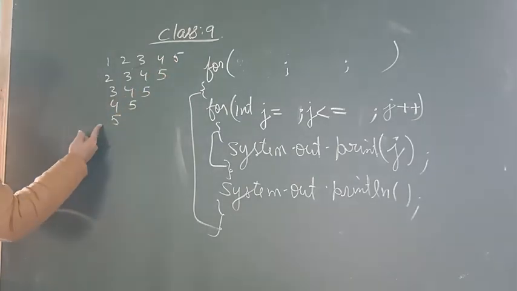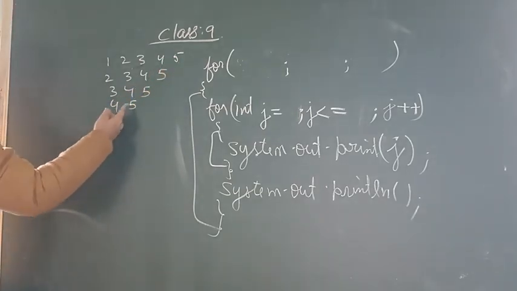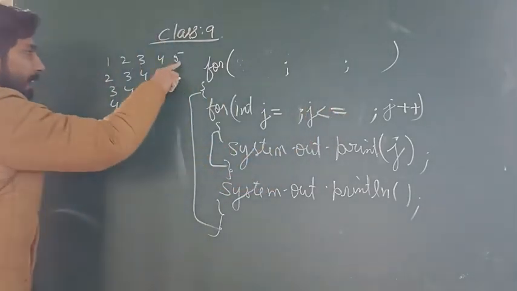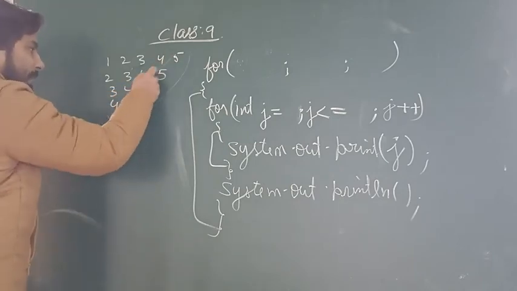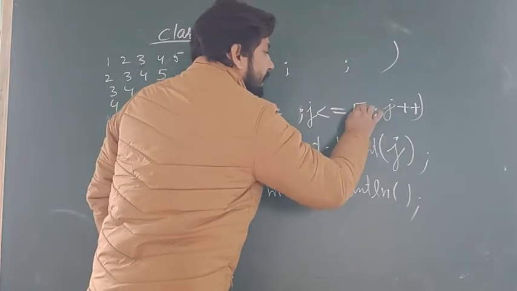If the last value is different, then we are going to print i here. But here the last value is the same. So what is the last value? It is the same, 5. So we are going to print 5 here.